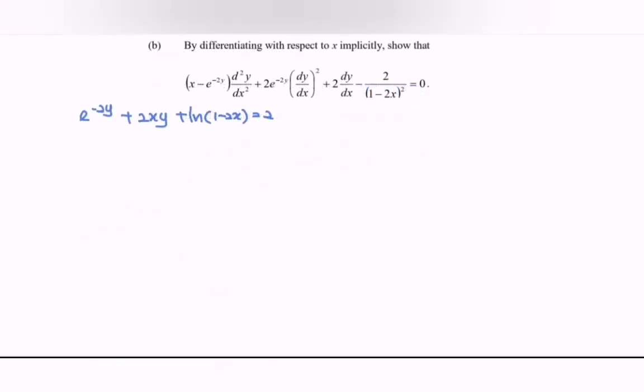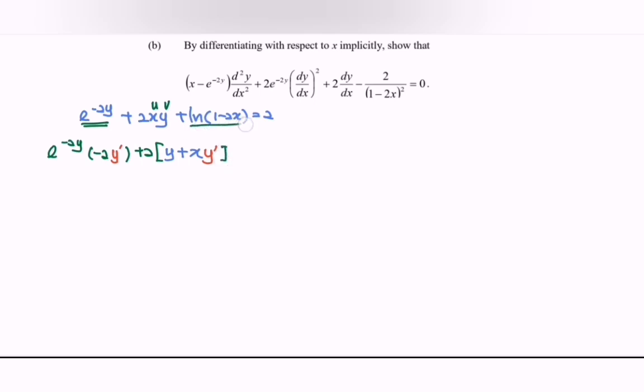B. By differentiating with respect to x implicitly, we have the following. Kindly focus on this part, dy/dx. Differentiate this part and we have e^(-2y); focus on the power and we have -2 y'. Next, focus on this part, we have plus 2 times u and v. Copy the y and differentiate the x and we have 1, plus focus on the x and differentiate the y and we have y'. So that is the product rule.